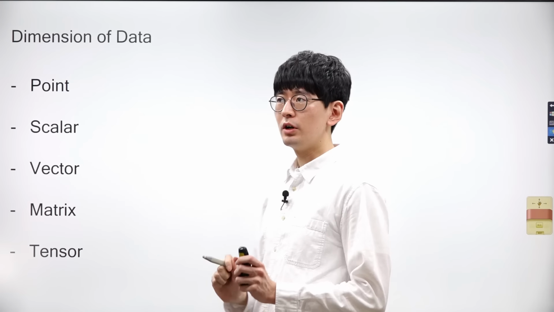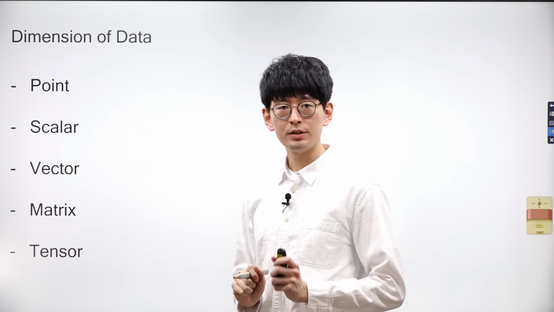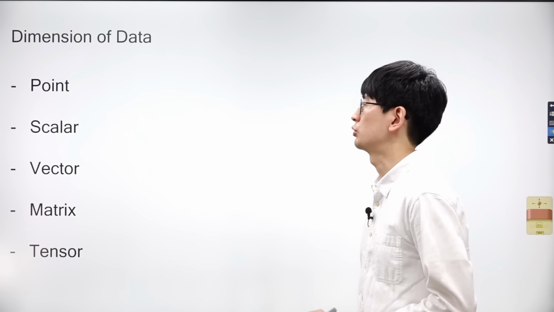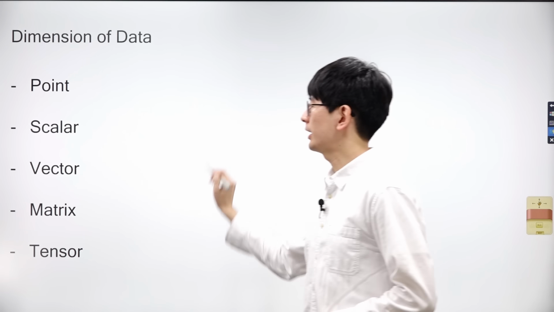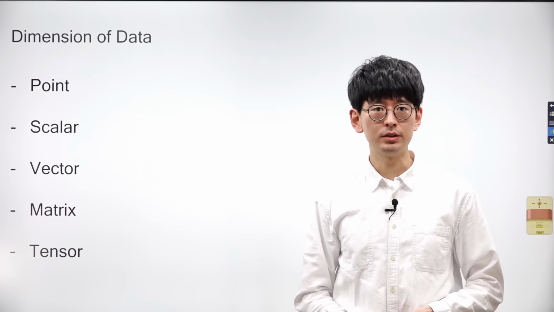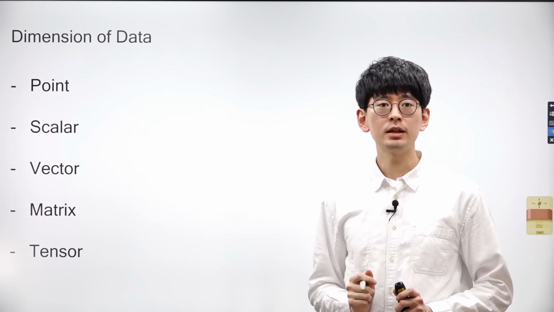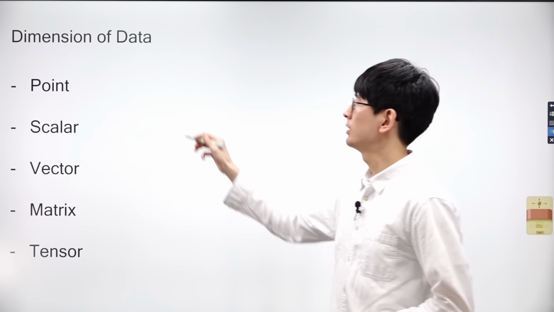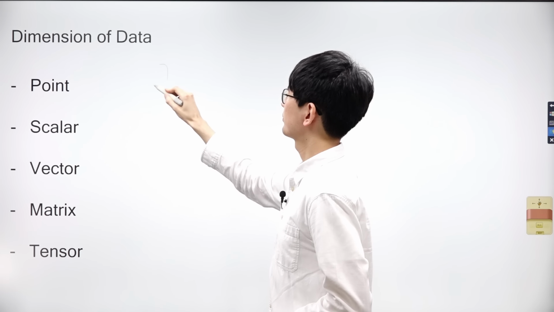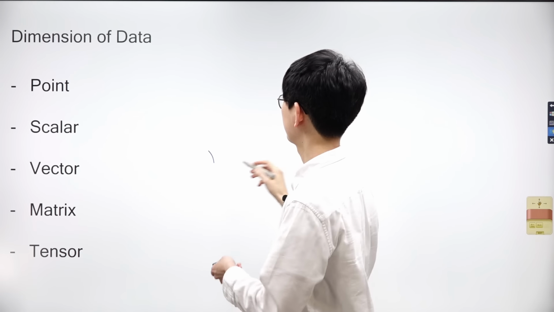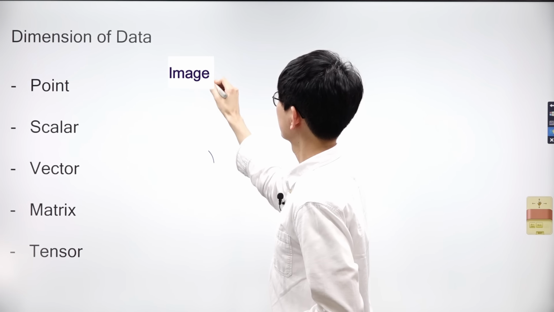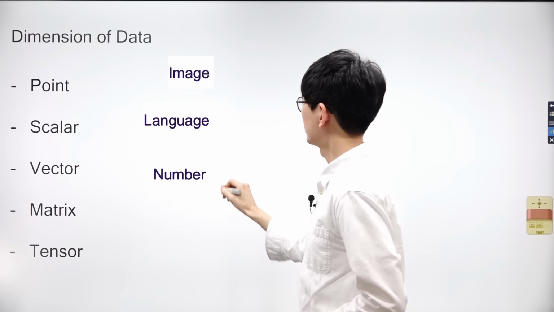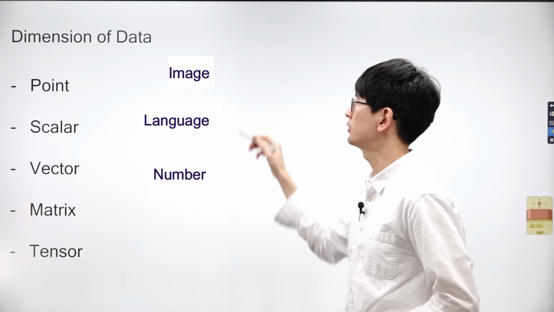Now let's explore the types of data to which addition, subtraction, and scalar multiplication can be applied, as well as how these operations can be applied to those data. Here, I've listed different types of data. Essentially, most things in our world can be considered data. For example, images, languages, and numbers, all these are data. Let's see why they're data.